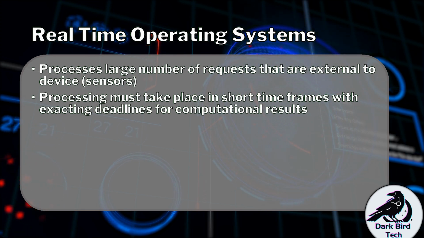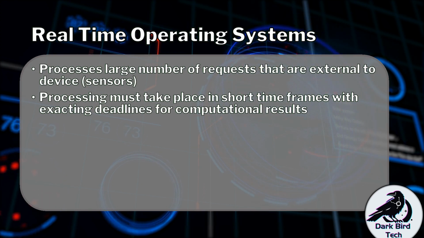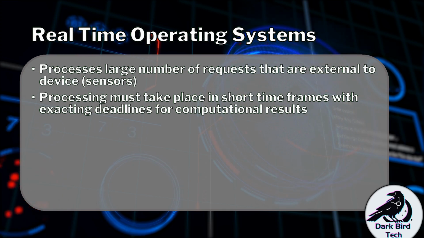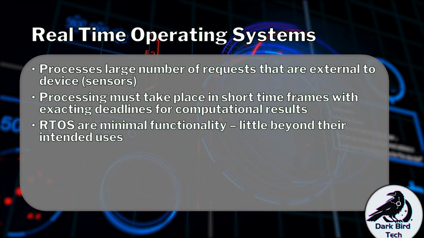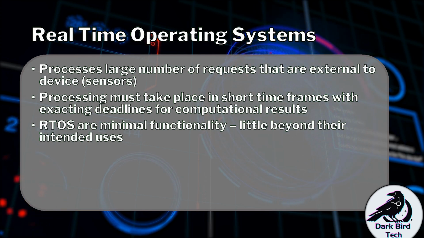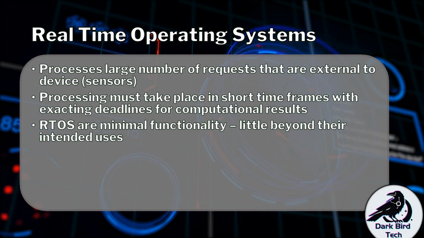So it's going to receive some data on its sensor, and within, let's say, 3 seconds, it's got to have an answer. 3.5 seconds? Sorry, too late. The world's blown up. Okay, maybe I'm exaggerating a little bit there, but it's got to be by a fixed deadline. Now, usually, the real-time operating systems will have minimal functionality beyond what they need to do, obviously, so that they're not going to be multitasking things that they don't need to.